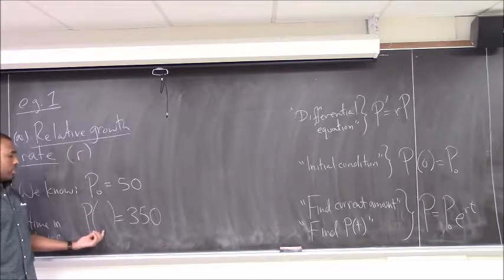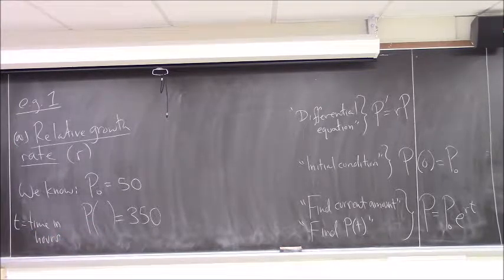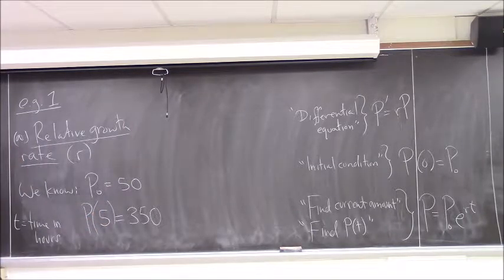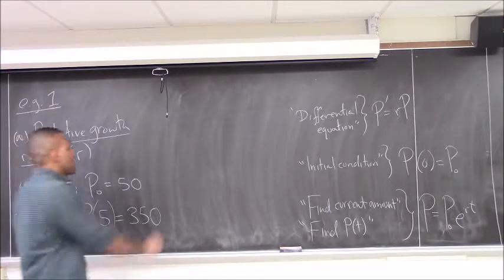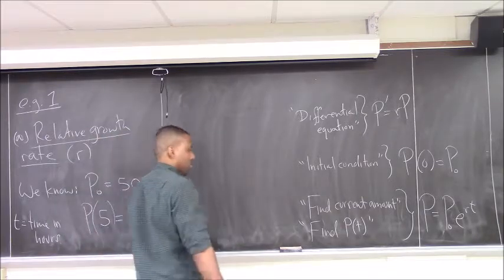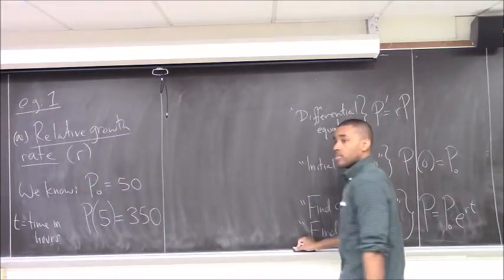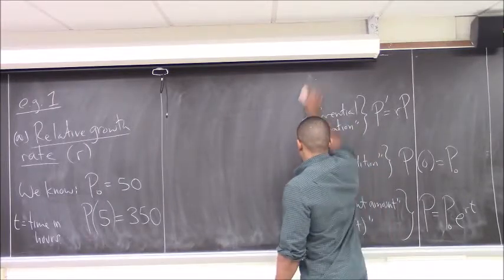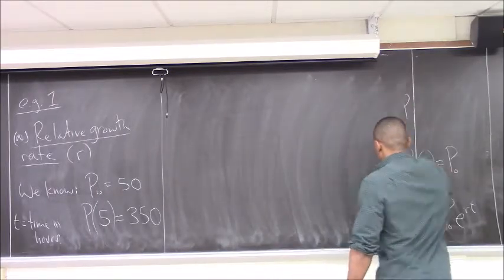And so what t value gives me this? 5. So t equals 0 refers to 10 a.m. So if I'm talking about 3 p.m., that is 5 hours later, right? So I know these two pieces of information. How do I use that to get to the r value?